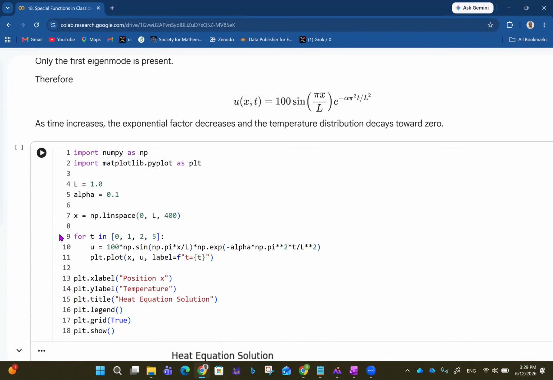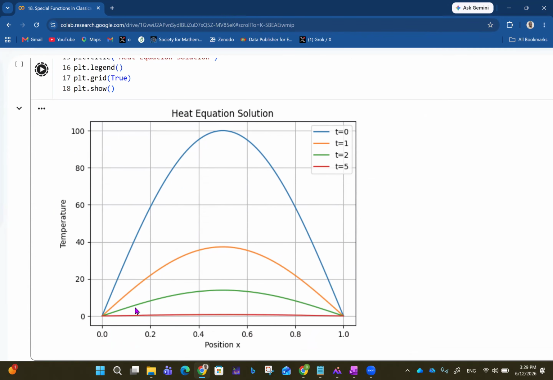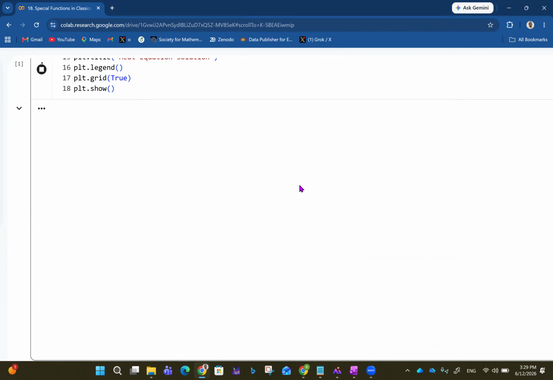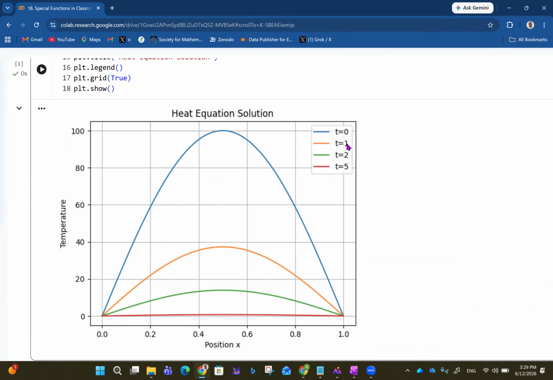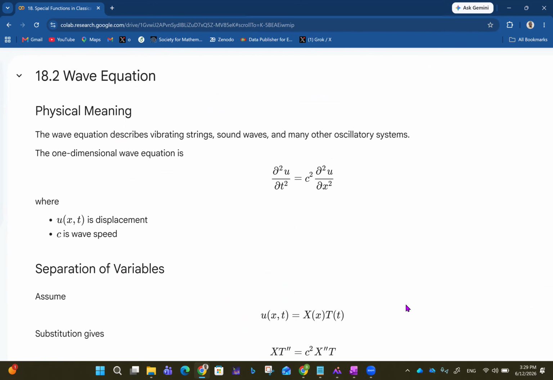So we can then write a code for this. When time is 0, you have this blue one here, with the temperature up there. Then at time equals 1, you have this next one. It's going down with the passage of time because the temperature decays towards 0 ultimately. At time equals 2, you have the green, and at time equals 5, it's already flat at 0. It's more like heat diffusing.